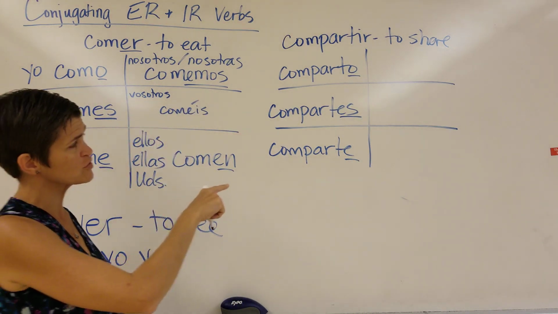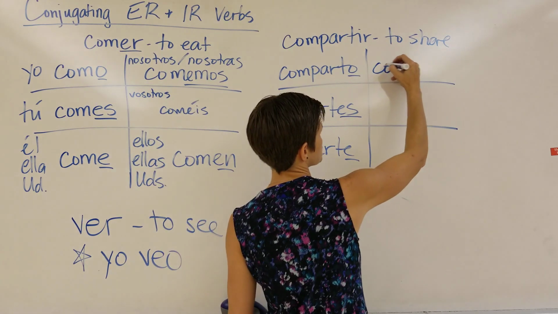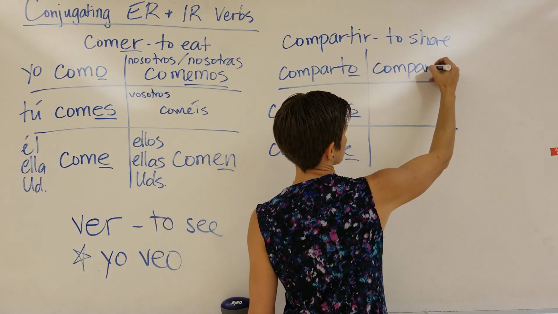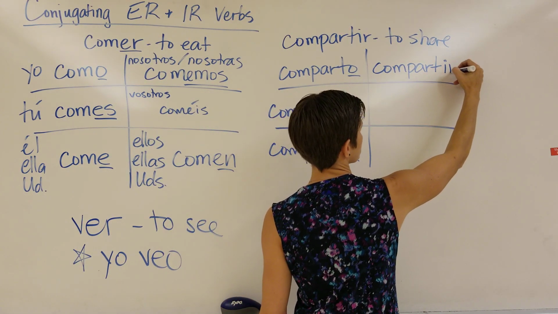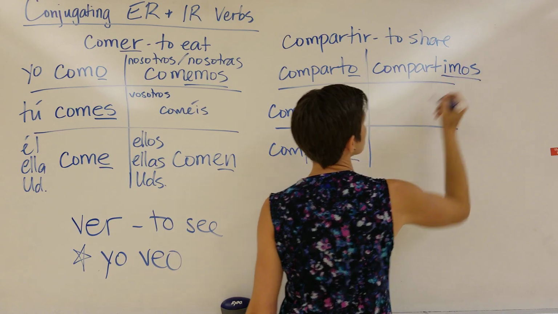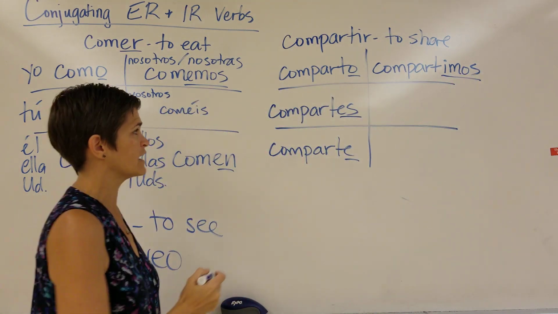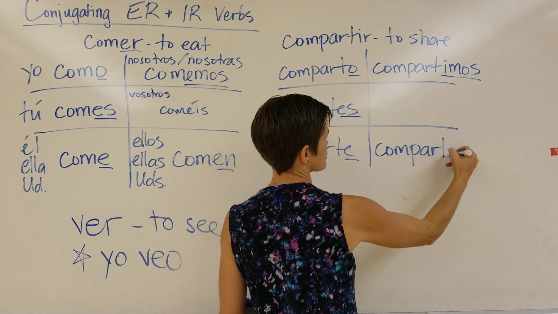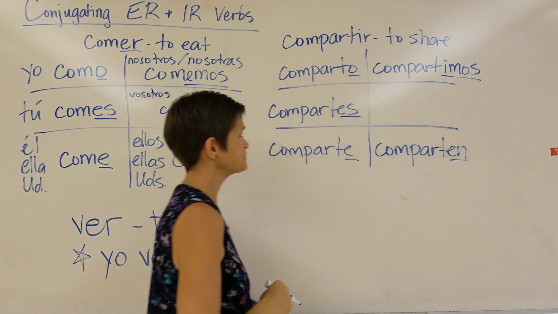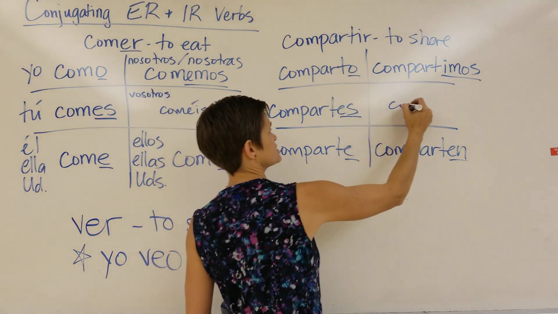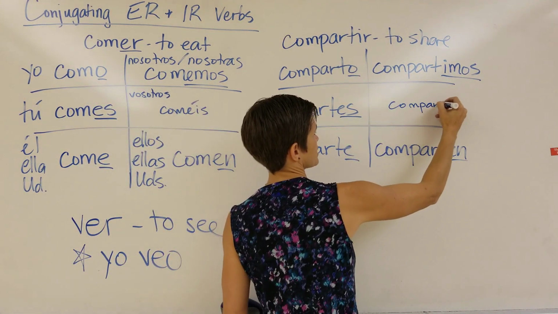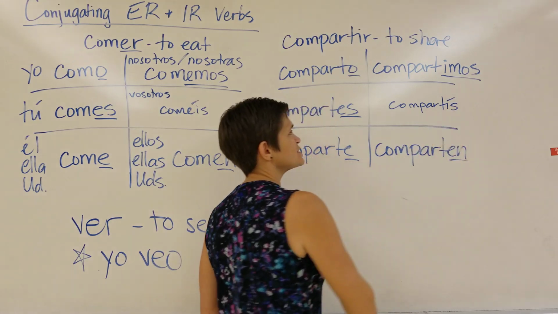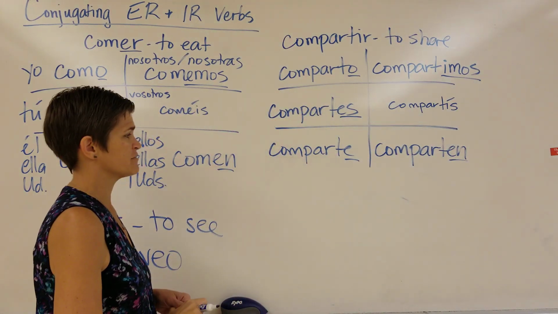Now, the nosotros form is where IR verbs get to be special. This is the only one where they are different from ER verbs. Instead of emos, it'll be imos and actually have an I in it. And then we're back to exactly the same as our ER verbs, comparten. And it is irregular if you're learning how to talk to multiple people informally in Spain. There's your conjugation for that.